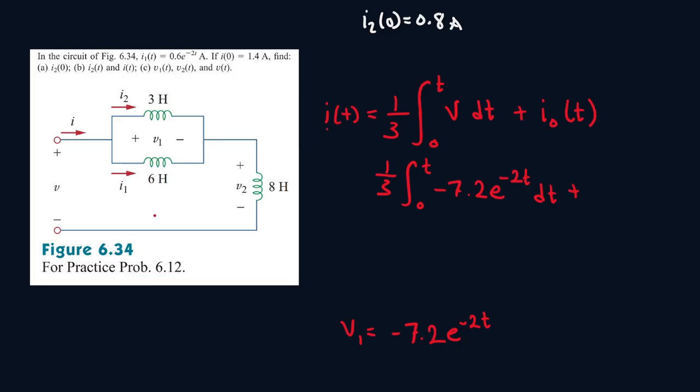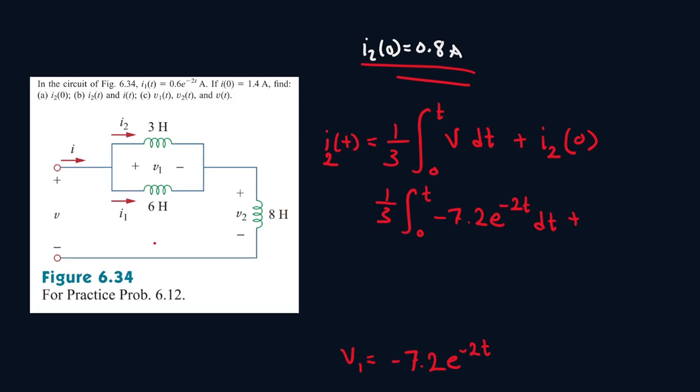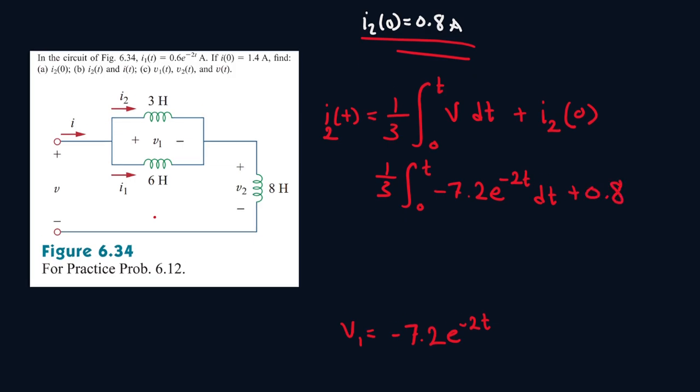Now this one is going to be our initial I value. Oh yeah, and remember this is to find I2 of t. Sorry, I should have included that. So I2 at 0, recall it was 0.8. All right. Now we'll do 1 over 3. Now we have to integrate this. So if you know your integrations, it should be 3.6 e to the power of minus 2t from 0 to t plus 0.8.